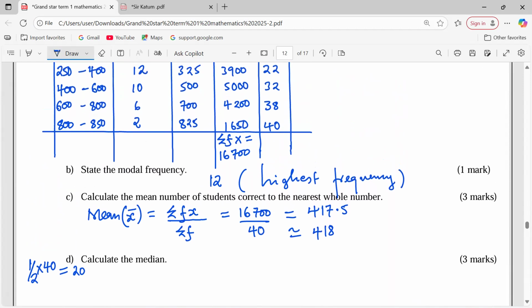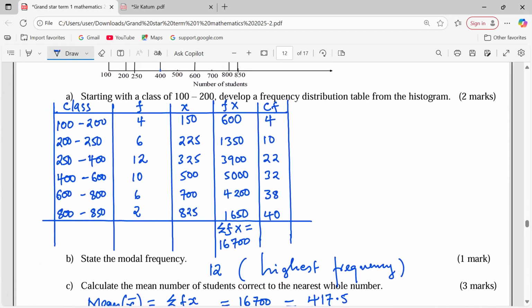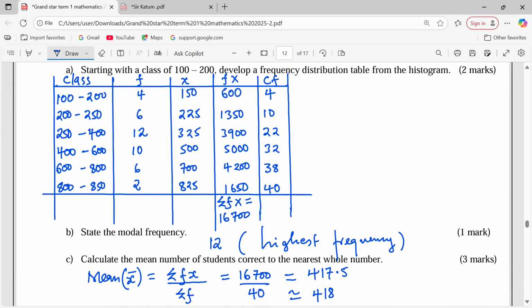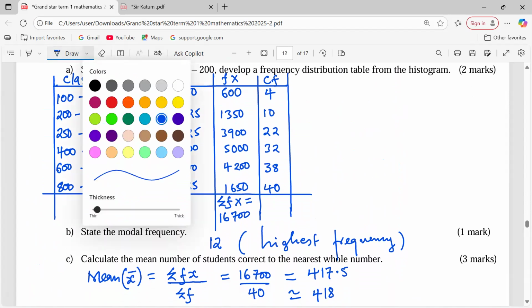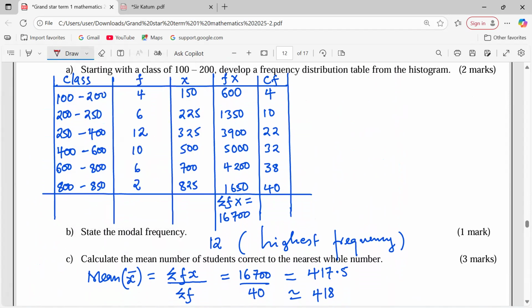Where is the 20th school? Because this is data from 40 schools, the median number of students is supposed to be the number of students in the 20th school. So where is the 20th school? We follow the cumulative frequency column. So we have 10, then we have 22. That means the 20th is accommodated in this particular class, and it becomes our median class. That's our median class.